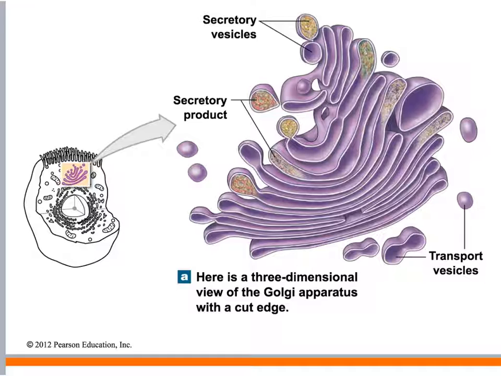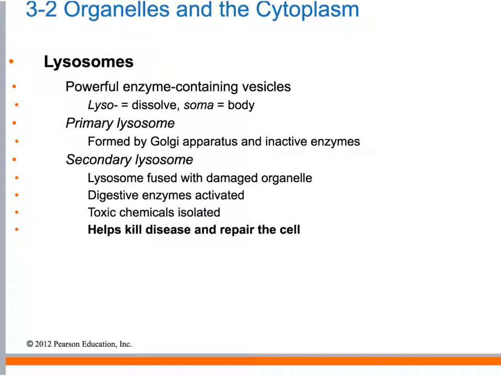This is an image of the Golgi apparatus and where it's located in the cell. Next are the lysosomes. They're powerful enzyme-containing vesicles. The primary lysosome is formed by the Golgi apparatus and has inactive enzymes. A secondary lysosome is a lysosome fused with a damaged organelle. Digestive enzymes are activated, toxic chemicals are isolated, and basically it helps kill disease and repair the cell.